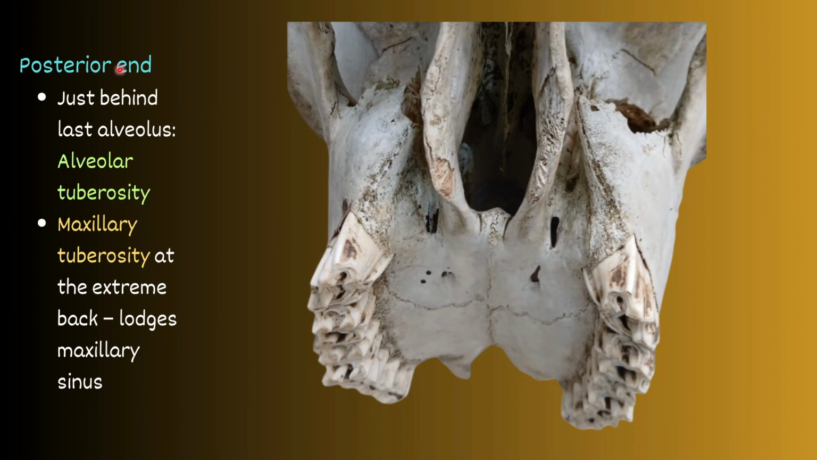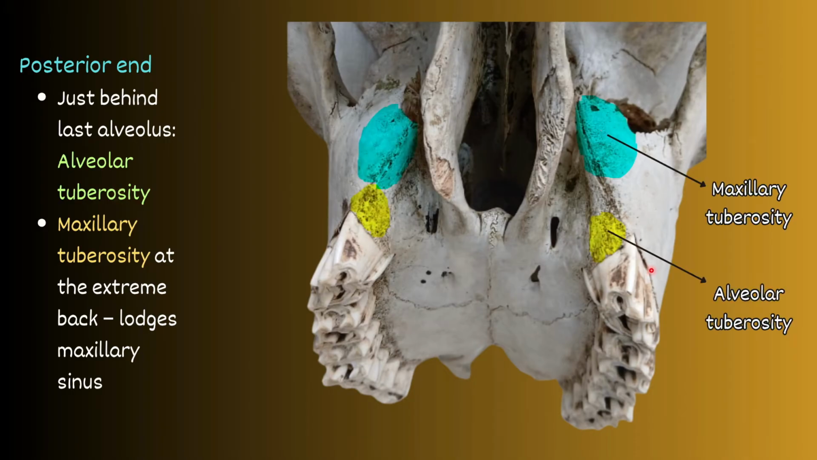Posterior end. So this is the posterior end of your maxilla. Just behind the last alveolus, you will find the alveolar tuberosity. So this is the last alveolar socket, and just behind this you will find a tuberosity that is called the alveolar tuberosity.